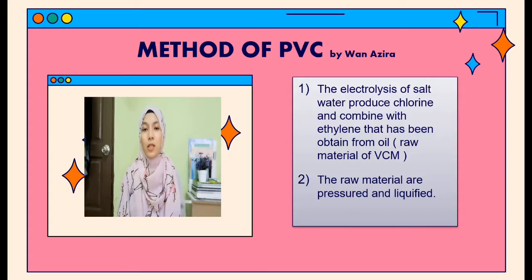This is the procedure or method in the making of PVC. Firstly, the electrolysis of salt water produces chlorine. Then the chlorine is combined with ethylene that has been obtained from oil. This is called the raw material VCM. VCM stands for vinyl chloride monomer. This raw material is pressured and liquefied and then fed into the polymerization reactor, which contains water as a suspending agent.